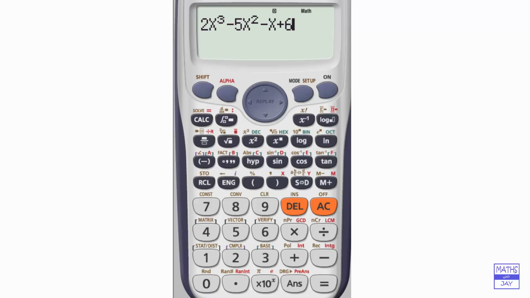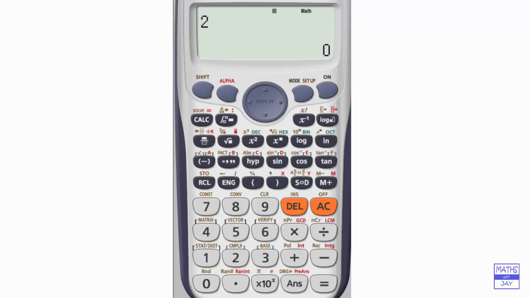So what we do next, having keyed the whole function, is to hit the CALC button. And what that does is it prompts you for a value for x, so we've got x question mark. And the number that it's showing will be the value of x that you last used. So I obviously had 0 in for my x. So let's start by putting in 2.